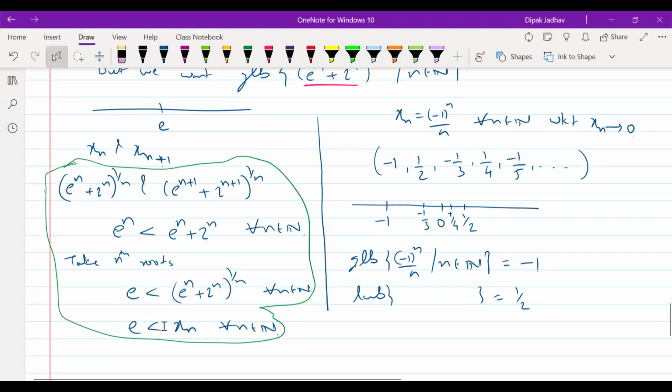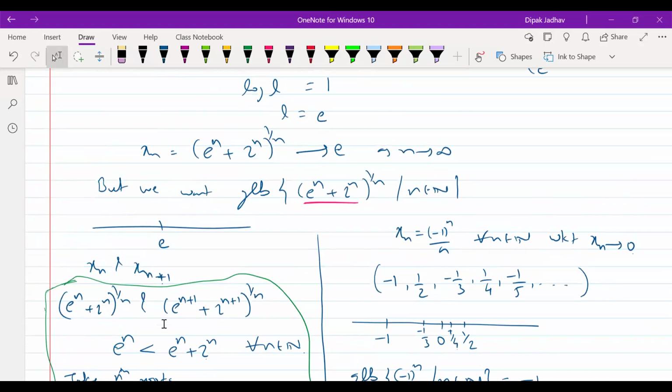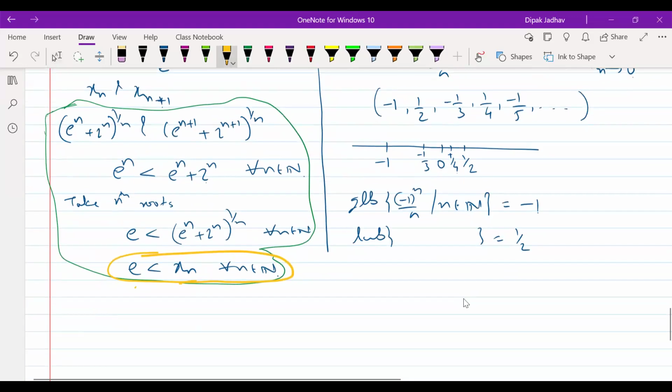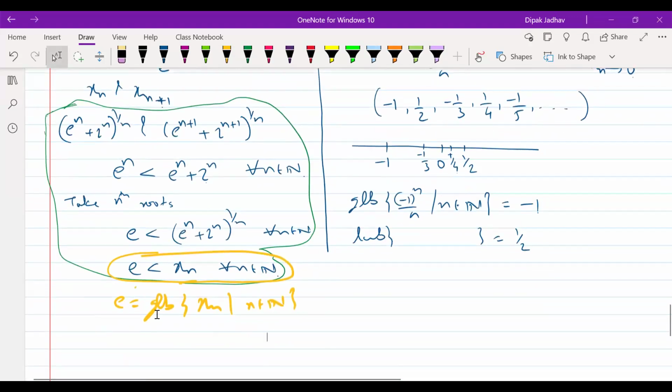Sir, is it necessary to find the limit every time, for finding the greatest lower bound? With only the statement that every term of your sequence is greater than e, is it sufficient to conclude that e is the greatest lower bound of this set? No, because e is just a lower bound. Something bigger than e may be the greatest lower bound. But we also know that the limit of the sequence is e. How does this help to say that e is the greatest lower bound of this sequence?